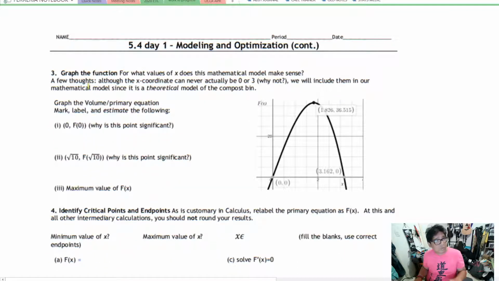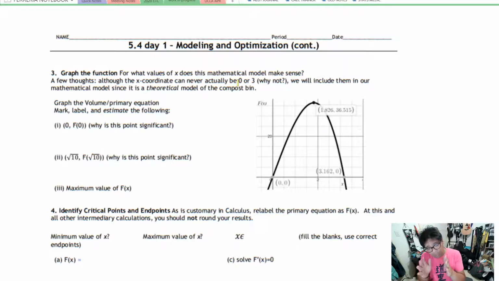The next thing we want to do is graph the function. For what values of x does the mathematical model make sense? Okay, so let's see this. A few thoughts. Although the x-coordinate can never actually be equal to 0 or 3, remember x is the same thing as half of the width, and if half of the width is 0, the entire width of the compost bin is also going to be 0. What does that mean if your compost bin has a width of 0? Not much.